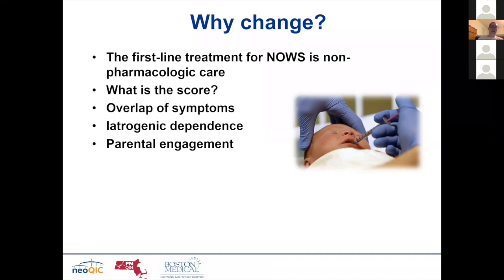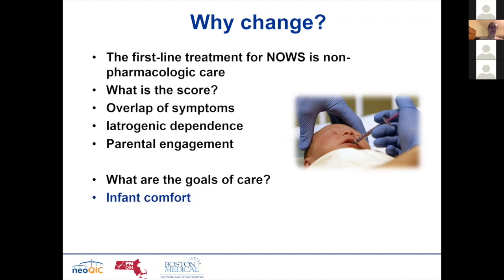So basically, if you think about it, with the old approach, there's a lot of focus on what the score is. And what we used to see was a lot of iatrogenic dependence, that we had babies that were on morphine or methadone that really were staying on for a prolonged period of time, and they were experiencing withdrawal again, trying to get them off. And there was really a lack of parental engagement in the process. And so if you think about what your goal of care is, I think all of us can agree that when we're taking care of these dyads, our goals are that we want the baby to be comfortable and we want to promote optimal parent bonding.